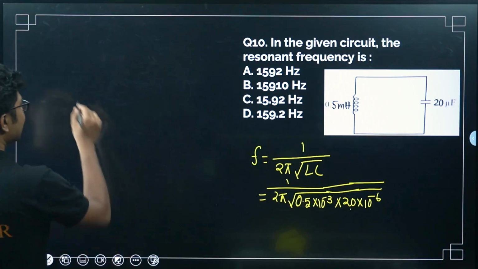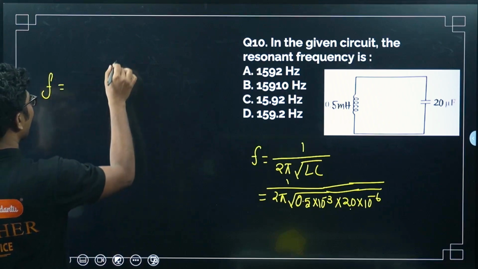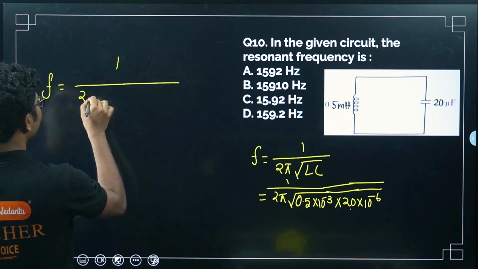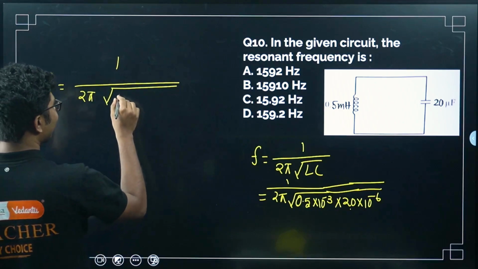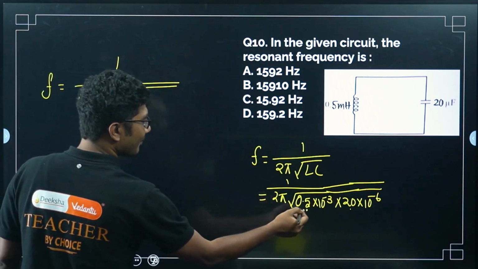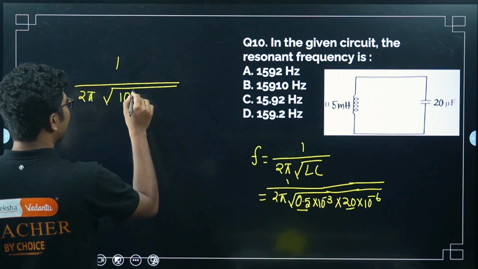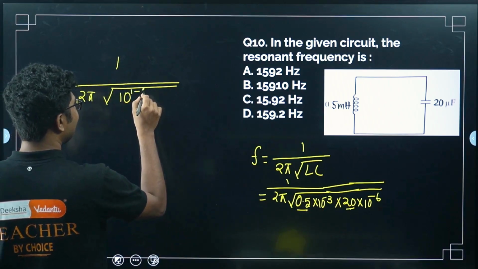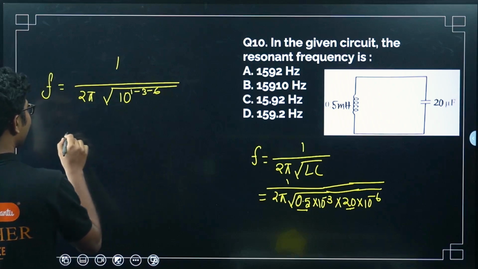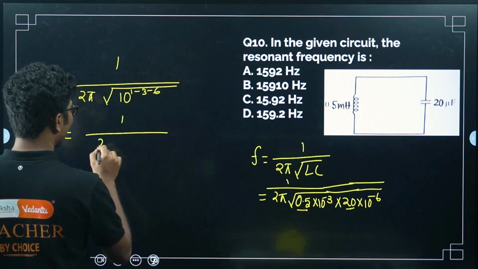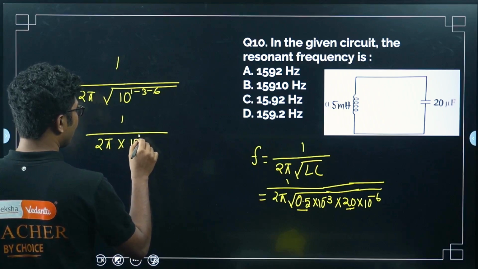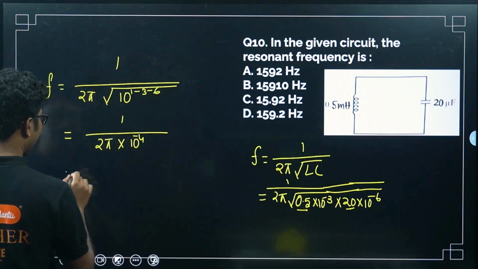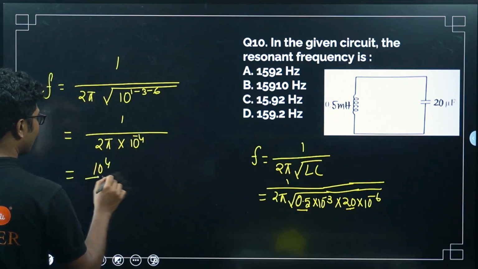So they are giving you the same values also. So if you solve one problem, and even if you have not properly understood that, you can still answer that. Okay, so 0.5 times 20 is 10. So 10 is 1 minus 3 minus 6. So same thing, that is 1 by 2 pi times 10 to the power of 4 minus 4. So it will go up and it will become 10 to the power of 4 divided by 2 pi.